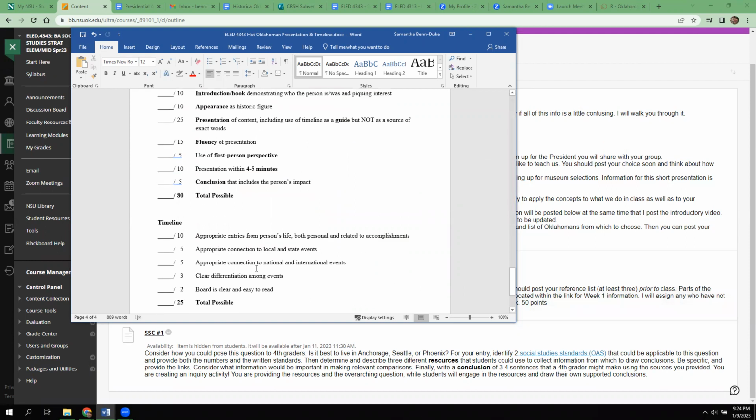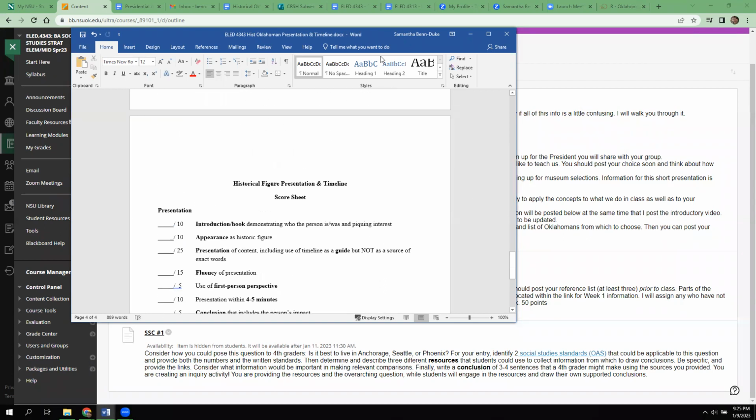because this timeline is going to be on your historic Oklahoman's life. Yet again, you're going to be providing context to what was going on locally and within the state, what was going on nationally, maybe internationally. Depending on when they lived, there were likely some very significant events going on at this time that could have impacted the person and their experiences and their accomplishments.